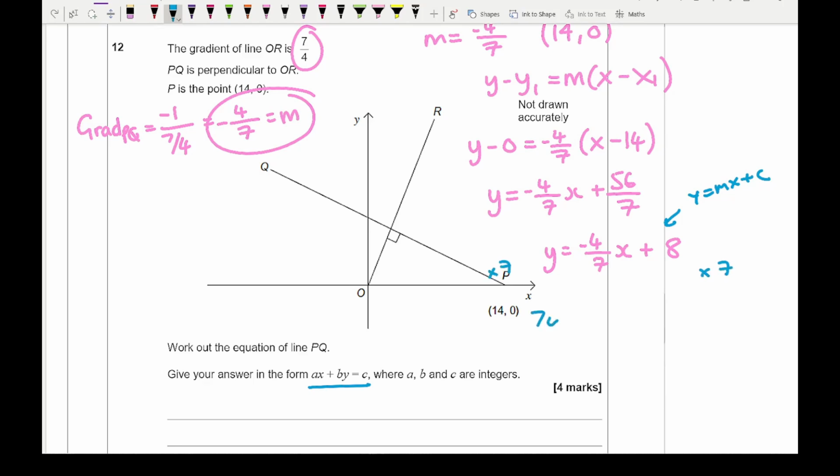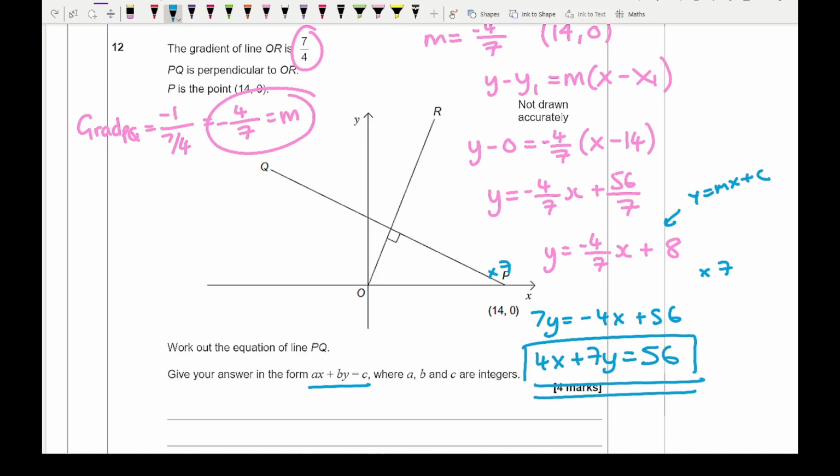So here we're going to end up with 7y minus 4 over 7 times 7 is minus 4, so it's going to be minus 4x, and then 8 times 7 is 56. So then all I need to do is put the x's and the y's all on one side. So I've got 4x plus 7y equals 56, and there is my final answer.